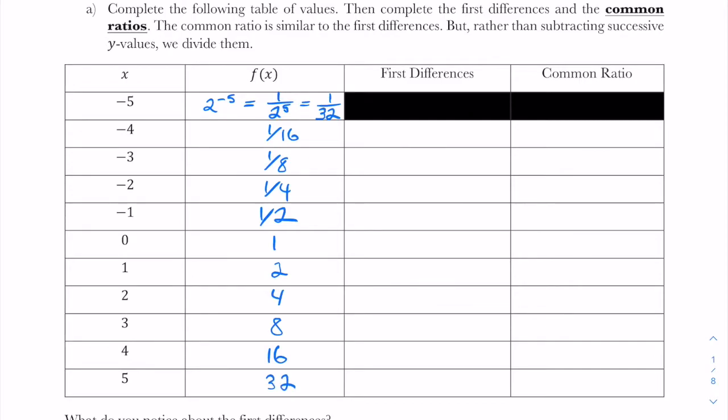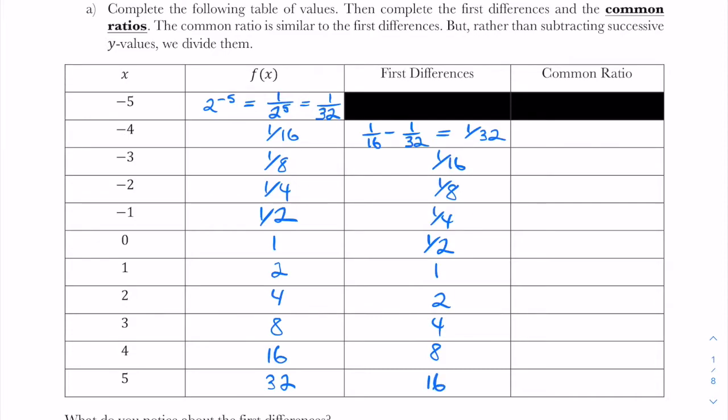Now for the first differences, we subtract consecutive y values. So for instance, the first difference would be 1 over 16 take away 1 over 32. This will work out to give you positive 1 over 32. I'm not going to show my work for the rest, but I'll write down what you should get. The next first difference should be 1 over 16, then 1 over 8, then 1 over 4, 1 over 2, 1, 2, 4, 8, and finally 16.